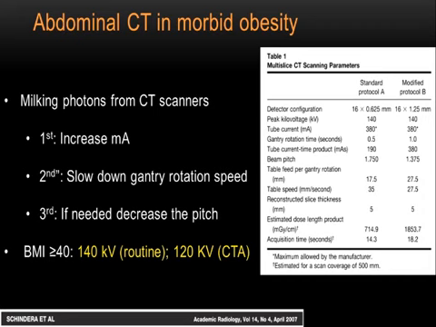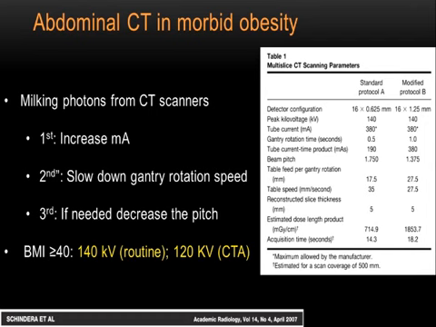You slow down the gantry, right? So in this paper, they maxed out their MA, which was around 400 at 140 kV. Very clever. And then the second step they did was basically increase the rotation time, or basically slowed down the gantry from 0.5 second to 1 second.